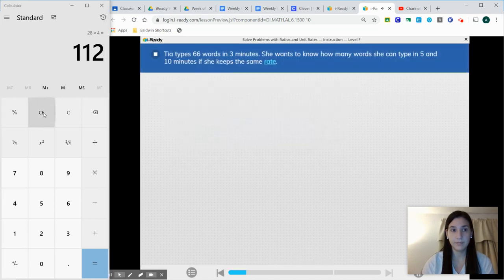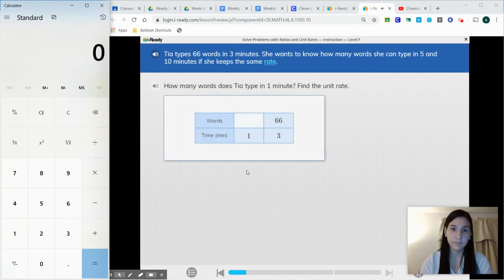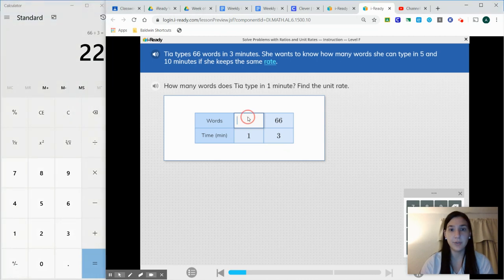Tia types 66 words in 3 minutes. She wants to know how many words she can type in 5 and 10 minutes if she keeps the same rate. How many words does Tia type in 1 minute? So we're going to divide. Find the unit rate. 66 divided by 3, which will give us 22. So we know that she's typing 22 words per minute.